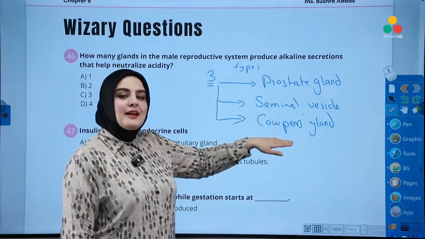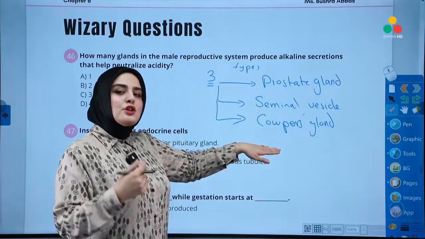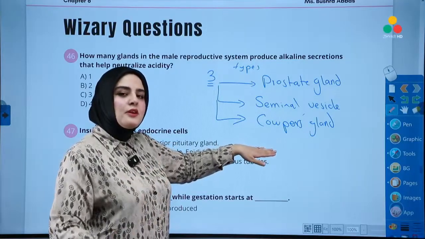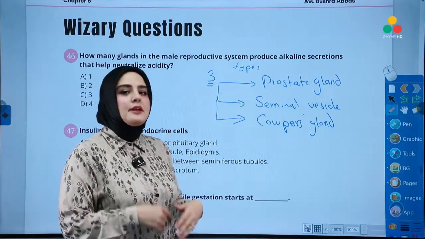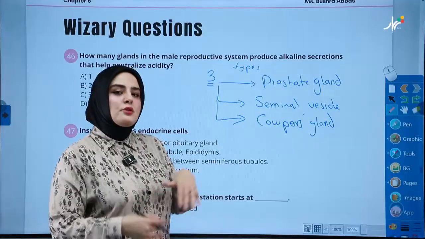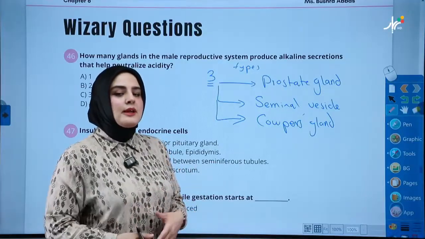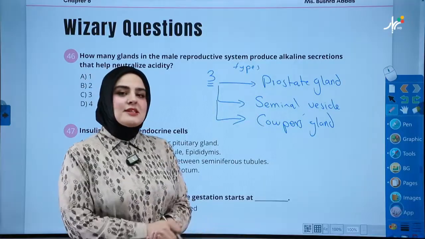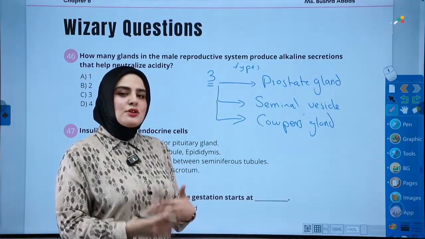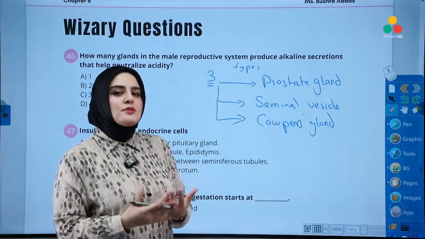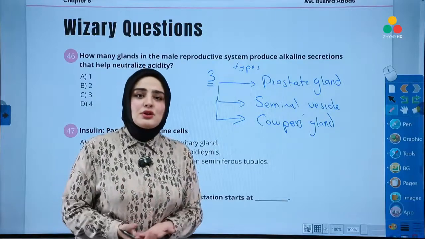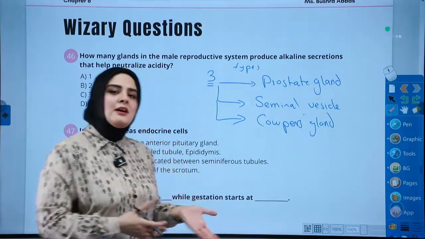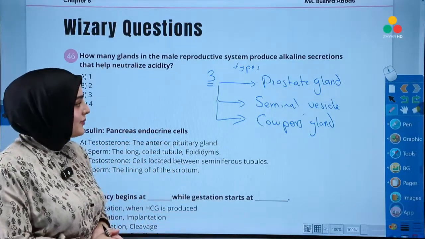See, 2 of these are creating alkaline solutions for different reasons, okay? Now, the Cowper gland creates the alkaline solution to clear up the traces of the urine, while the prostate gland creates alkaline solution to neutralize the acidity of the female organ for the sperms to survive. As for the seminal vesicle, it is a combination of multiple things, but most importantly, it has the sugar in it for the sperms to use and survive.